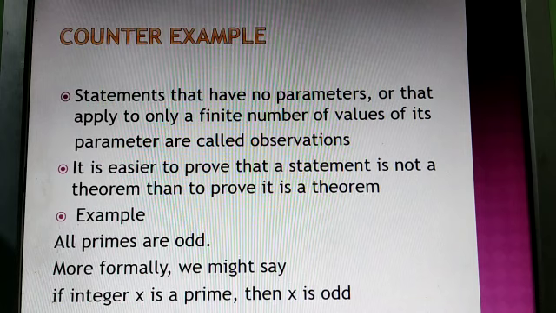Then last one, counterexample. So counterexample is mainly used in statements that have no parameters or the statements that apply only to a finite set of values. It is easier to prove that a statement is not a theorem than to prove it is a theorem. That means, for example, all primes are odd. So from that we can say if integer x is a prime, then x is odd.